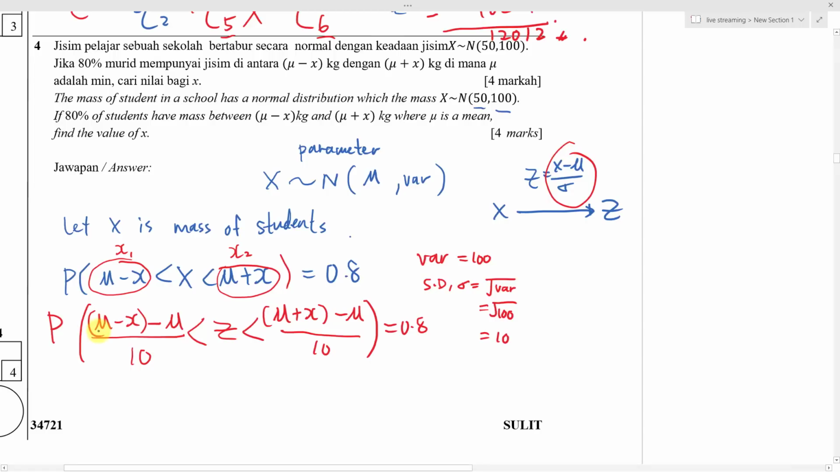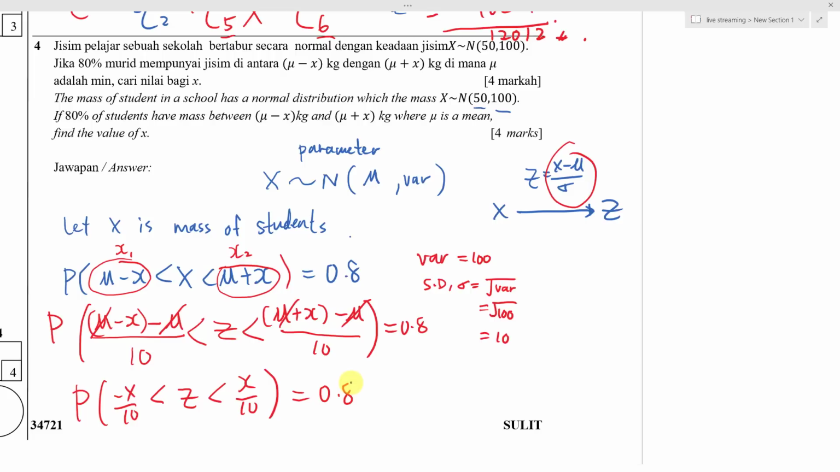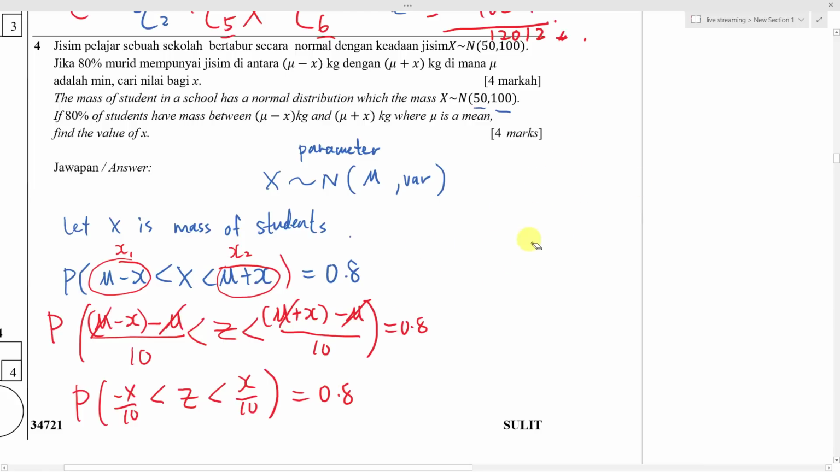Then I kind of do the simplification here. The mean minus the mean, you get negative x over 10. And then this one you cut, you get x over 10. And negative x over 10 and x over 10 tell you basically these two values are symmetrical at both sides. Because later I need to draw out the bell-shaped diagram, you might need some time to understand it. So basically I have a bell-shaped diagram over here, and I have two values here, which are x over 10 and negative x over 10. Just imagine they are symmetrical.